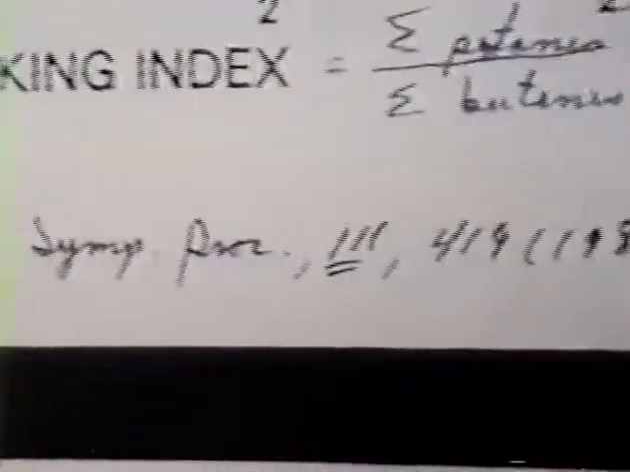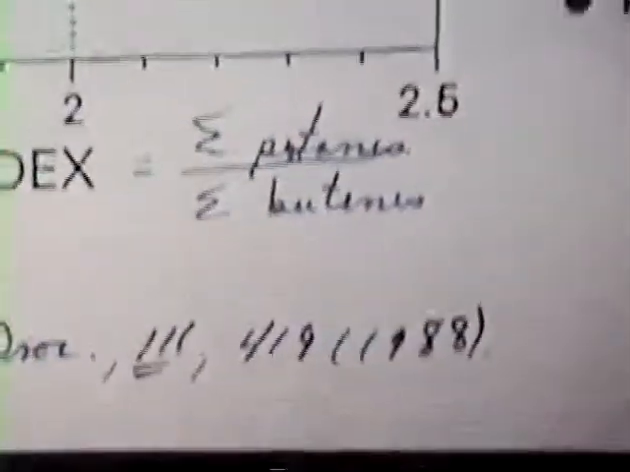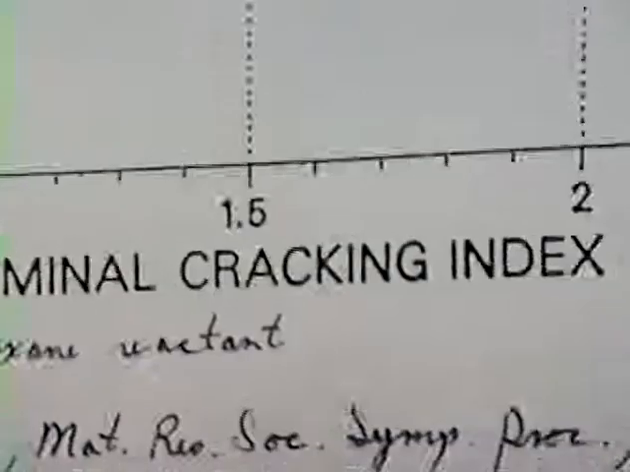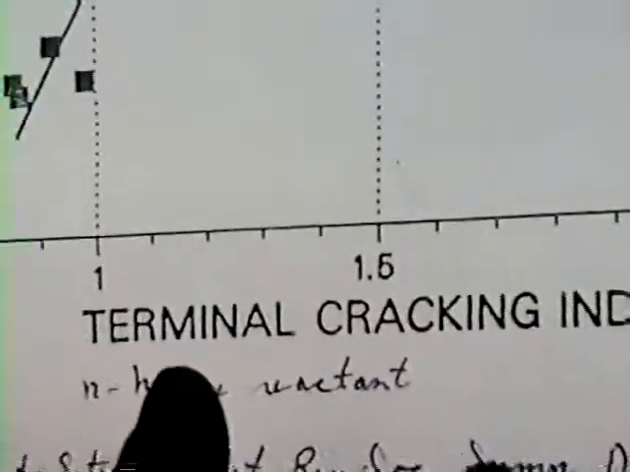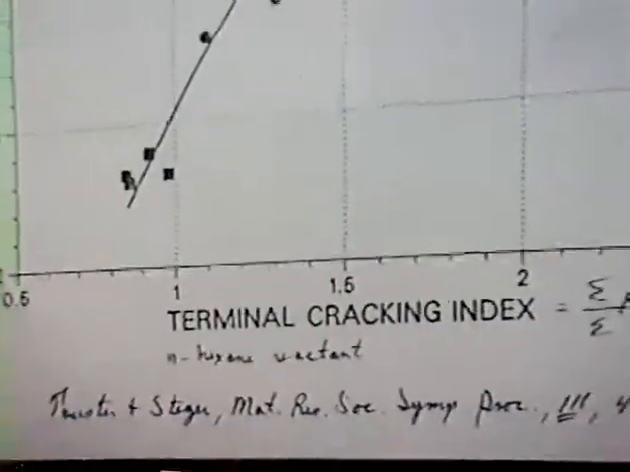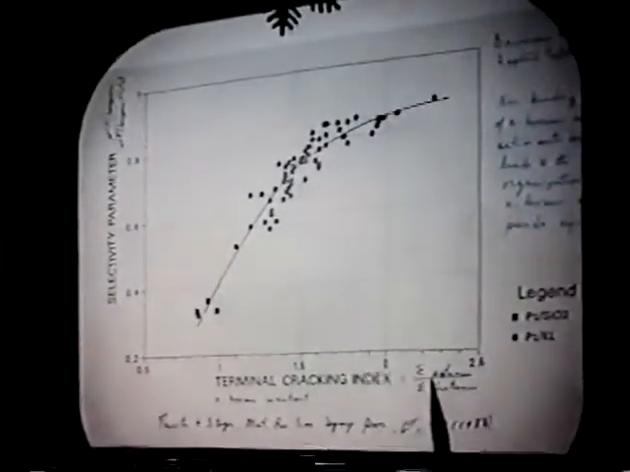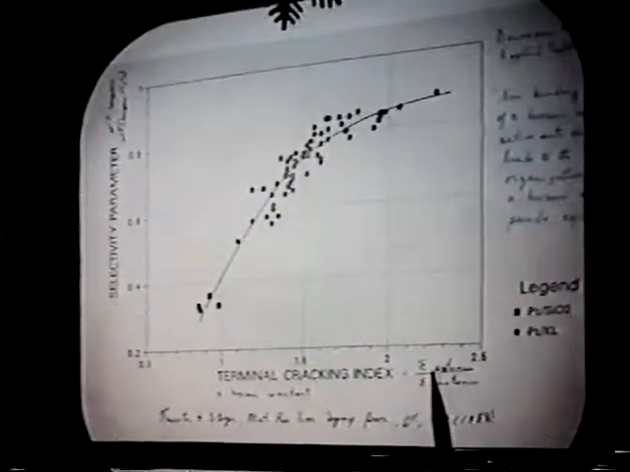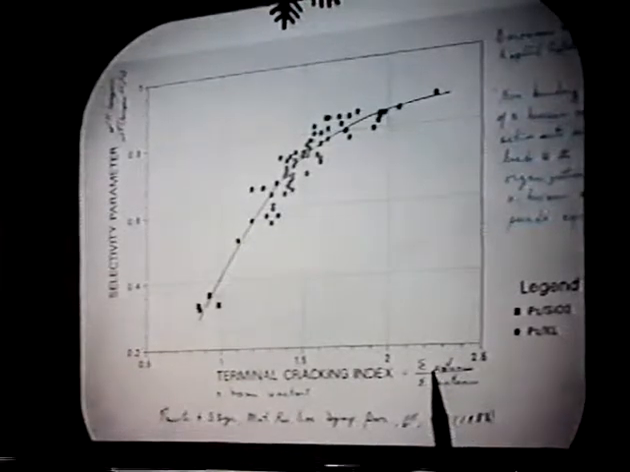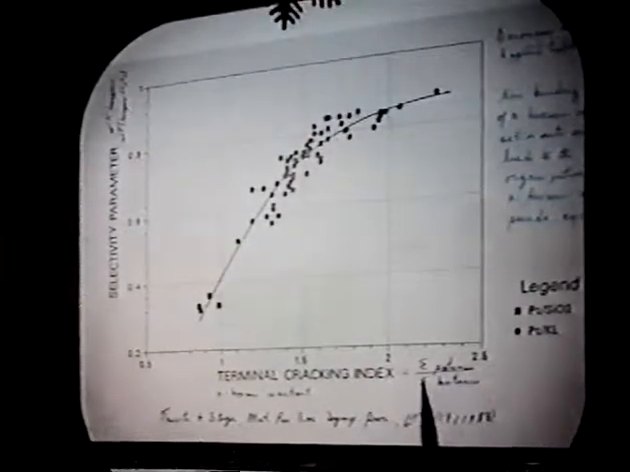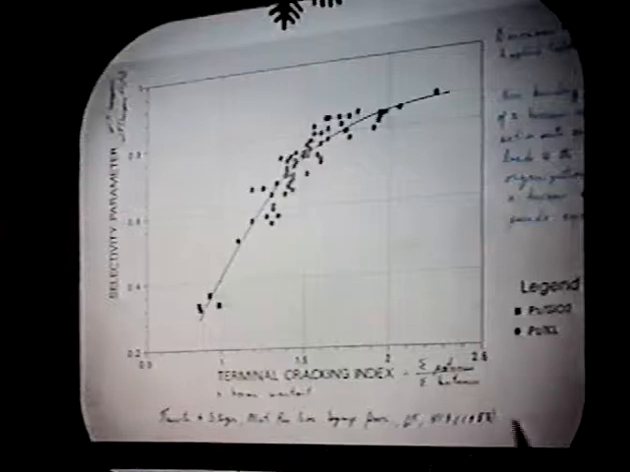What's being plotted here is what they call a selectivity parameter. It's the weight percent of benzene over benzene plus the cracking products C2 to C5, against what they call the terminal cracking index. The terminal cracking in hexane is the reactant. The terminal cracking index is the sum of the cracking products, the hydrogenolysis products that are pentane, or the sum that are butanes.